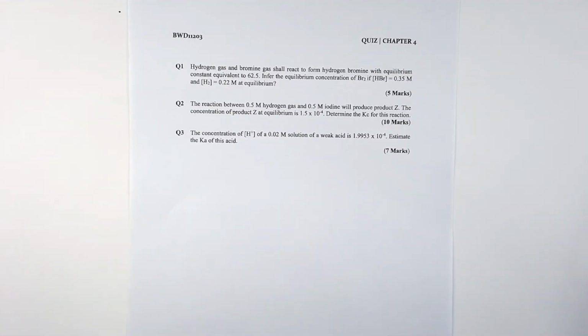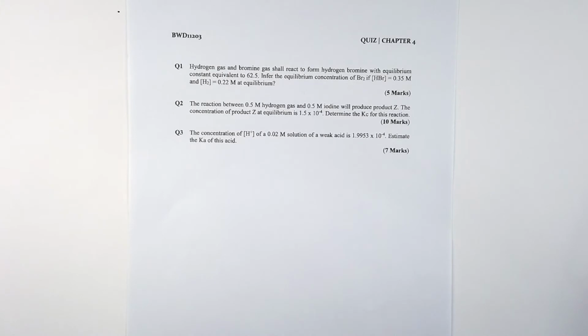Let's move on to the final question. Question number 3. The concentration of the H plus of a 0.02 molar solution of weak acid is 1.9953 times 10 to the power of negative 4. Estimate the Ka for this acid.